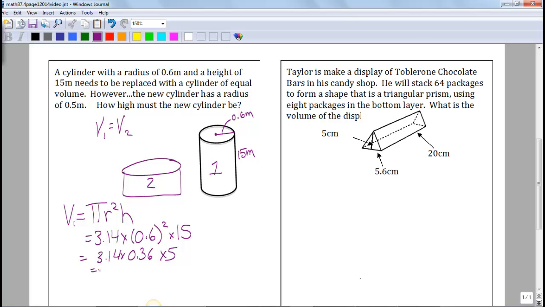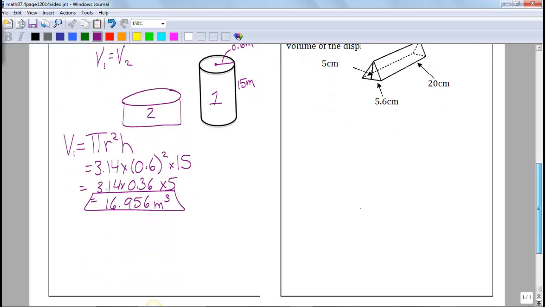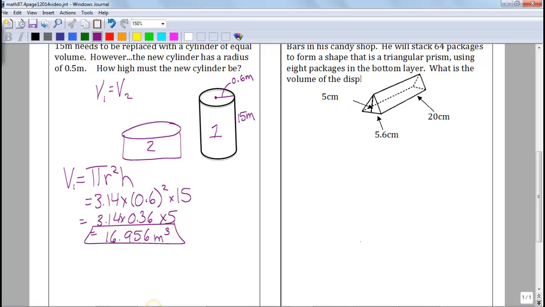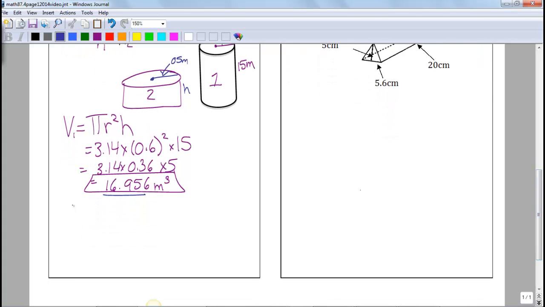Now you can multiply them all together and you get an answer of 16.956 meters cubed. So you've answered part of the question. We know the volume of number 1. Volume number 2 has a radius of 0.5 meters. We don't know the height, but we do know what the volume equals. So here's my formula, volume 2 equals pi r squared times height. Volume 2 is 16.956. Pi is still pi. The radius here is 0.5 squared. My unknown is height. So remember, with all that algebra stuff, we're going to be isolating for h.